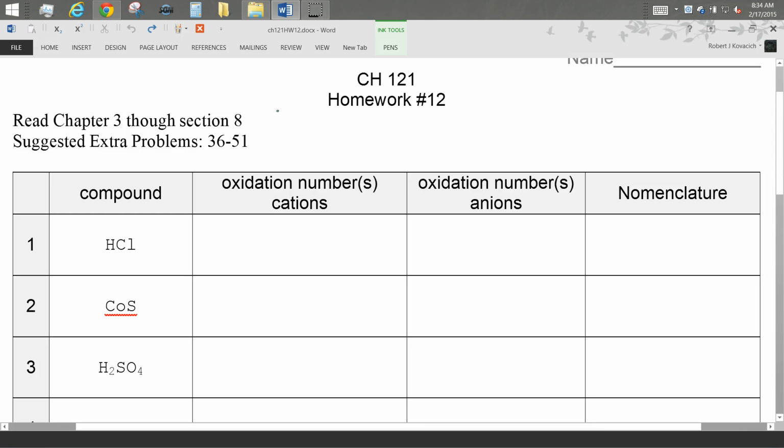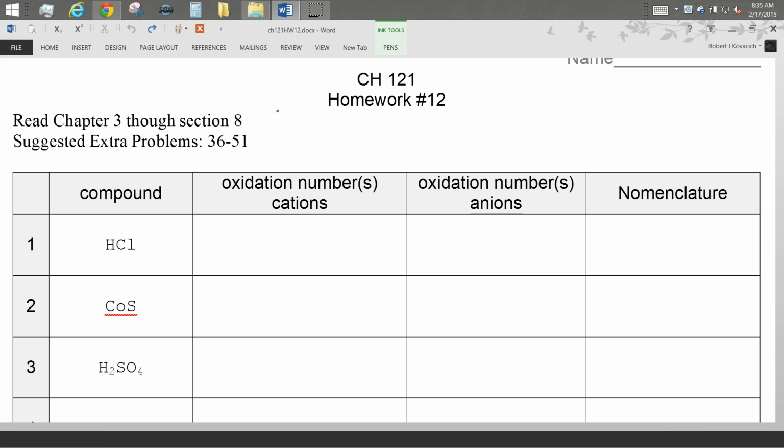All right, let's talk about these compounds. So, oxidation number. Which one's the cation? Which one's the anion? How do you know the hydrogen's the cation? Okay, so how do you know the chloride's the anion?